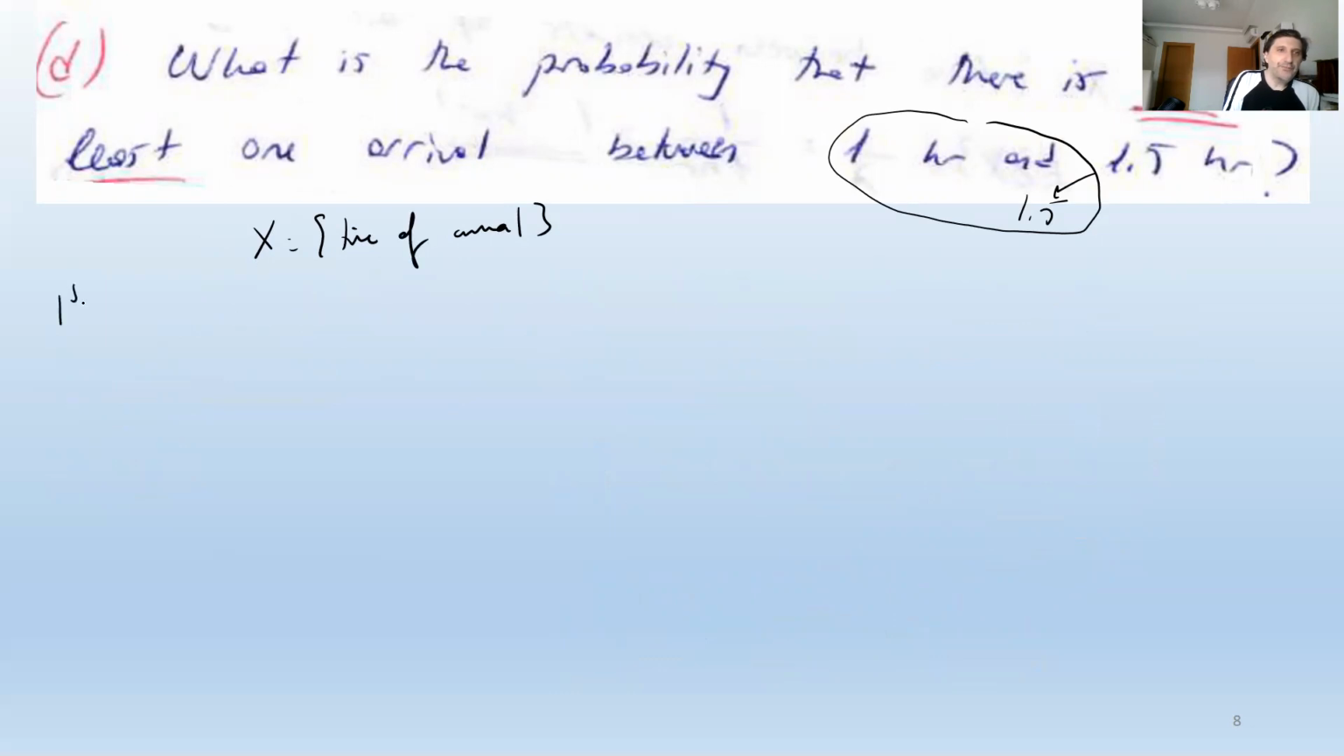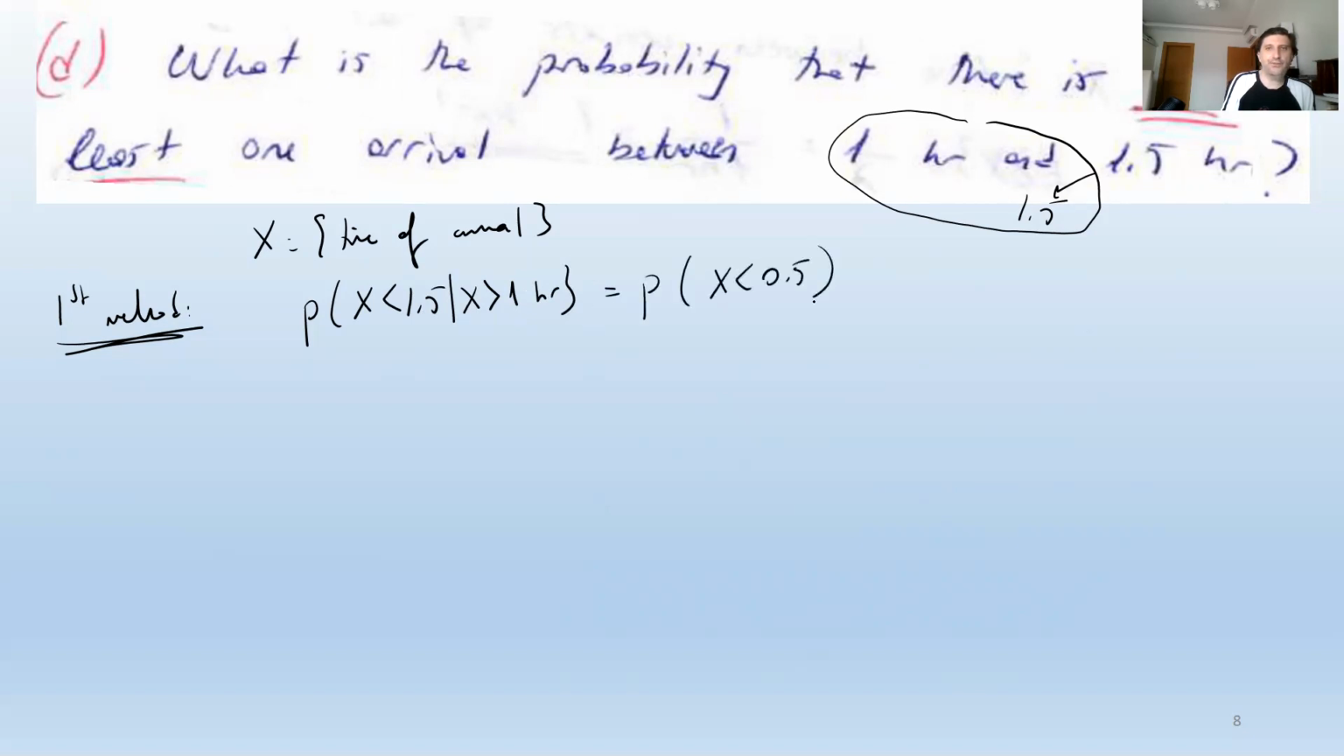The first method here will be the probability that x is smaller than 1.5, given that x is greater than 1 hour. Therefore, due to the lack of memory property, this is simply equal to 0.5. The very important point is the distinction between this term and the previous one.